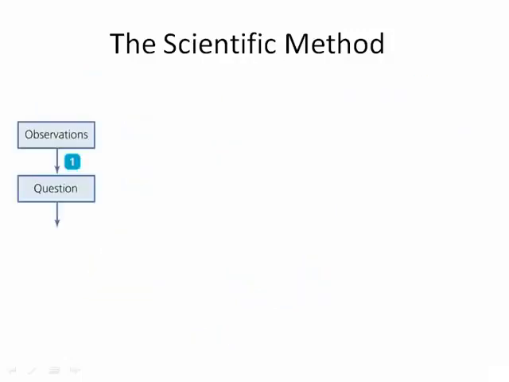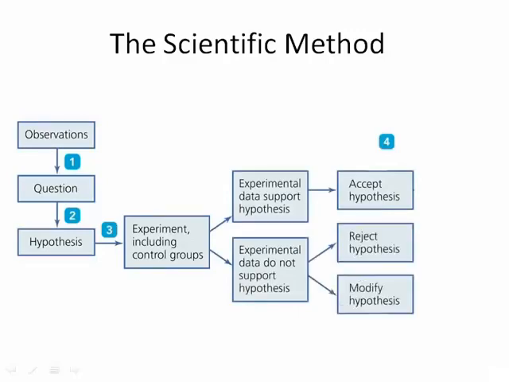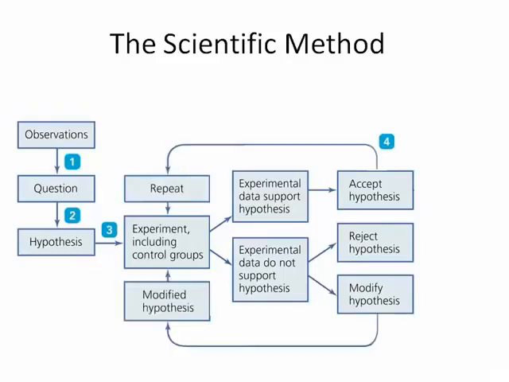In summary, the scientific method involves 4 steps: asking questions about observations, proposing a hypothesis to explain the observations and answer the questions, conducting an experiment with controls to test the hypothesis, and then accepting, rejecting, or modifying the hypothesis. Based on the results, experiments are repeated or new experiments are designed.